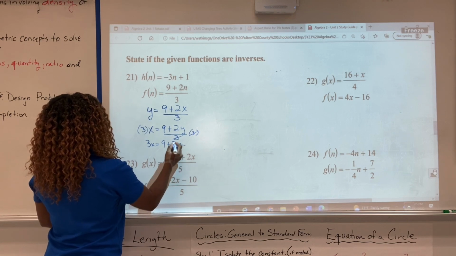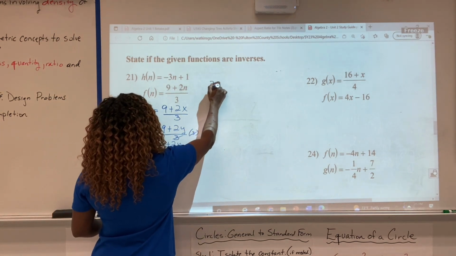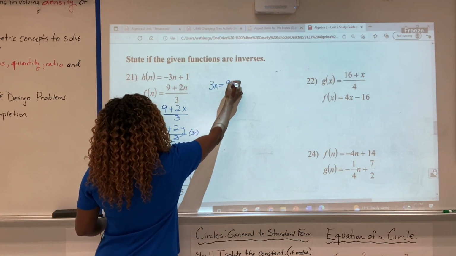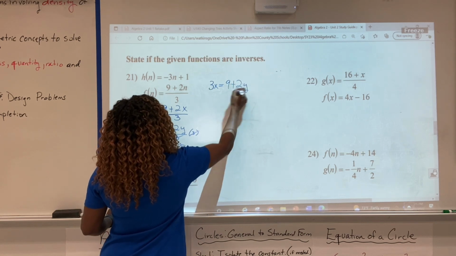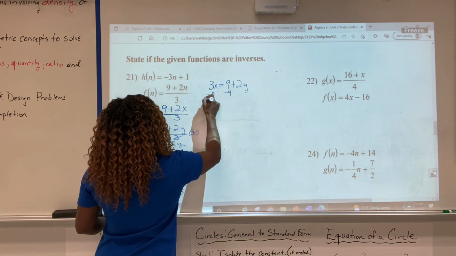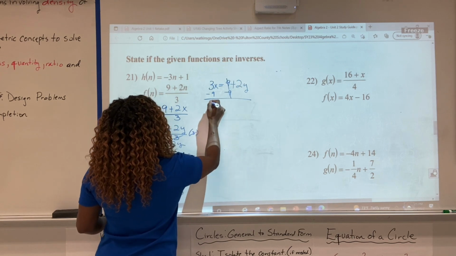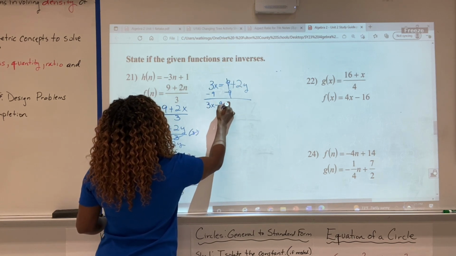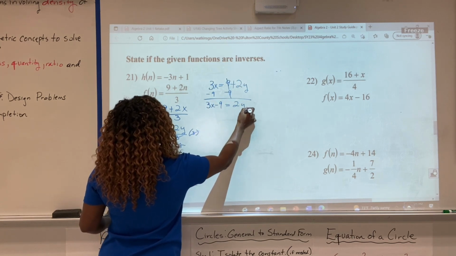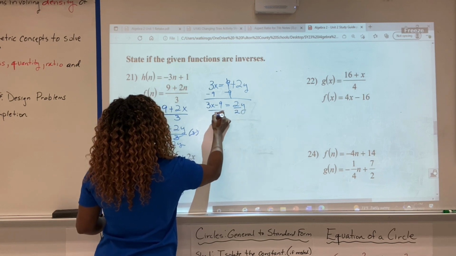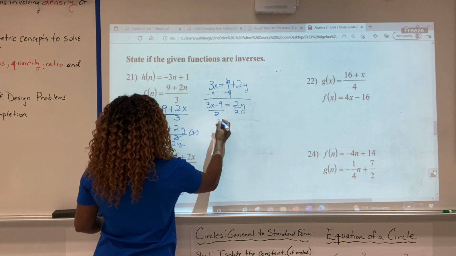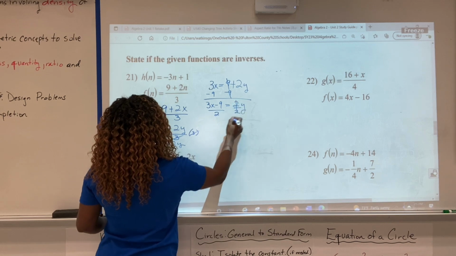I'm going to subtract. Let me bring it up here. So 3x equals 9 plus 2y. Subtract 9 from both sides. 3x minus 9 is equal to 2y. Divide by 2 on both sides. So I'm looking for 3x minus 9 over 2.